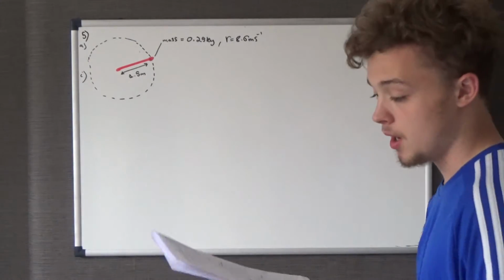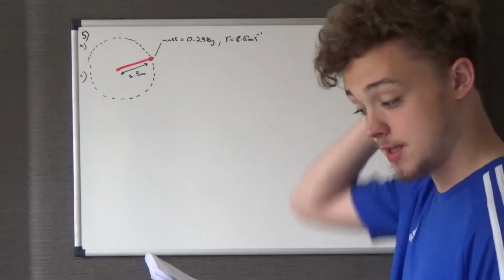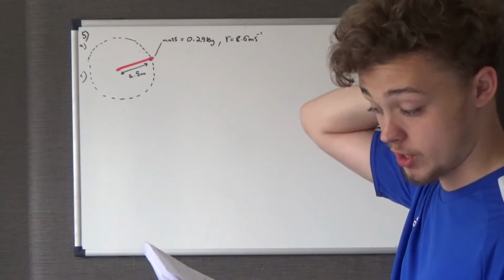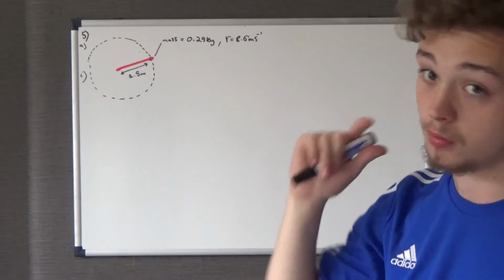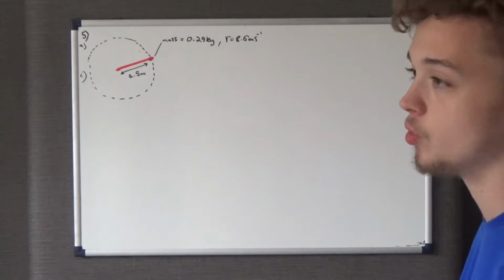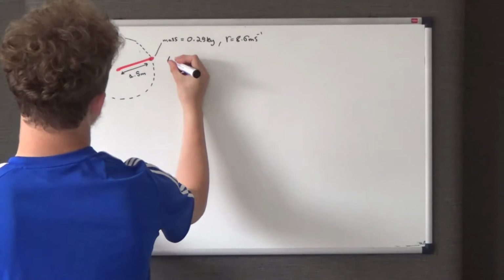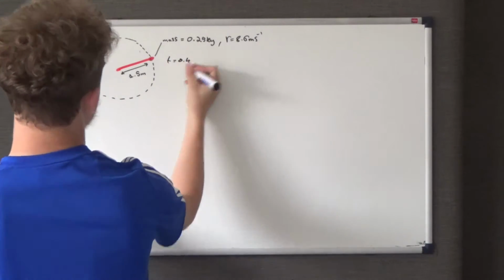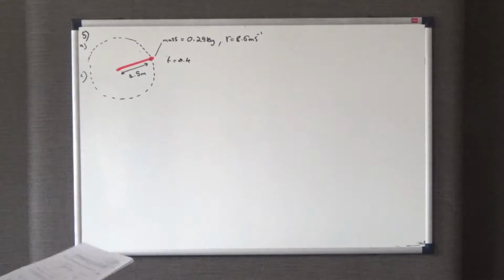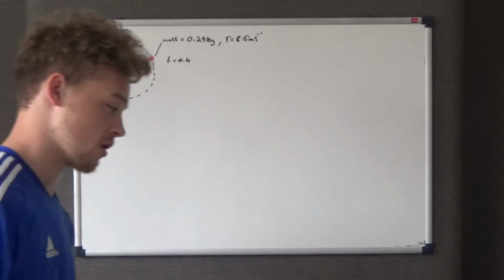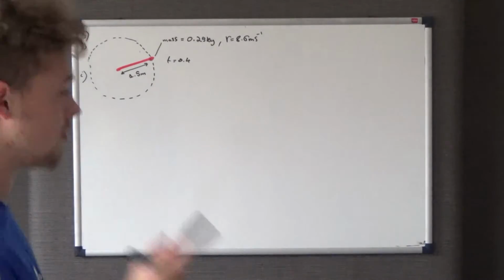Now, part A says calculate the angle in degrees through which the string turns in 0.4 seconds. You may go, how am I going to work that out? Well, we've got to work out when t is 0.4. What percentage has it covered? Let's think what we've got so far. We've got the radius, the velocity, and the mass. Quite clearly we don't have the time period, and it's likely the time period is going to be relevant somehow.